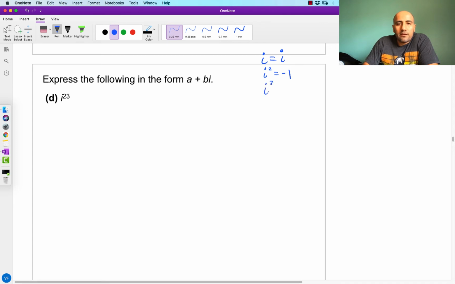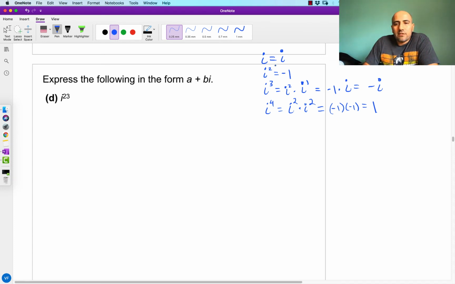And we saw that i to the third power was equal to i to the second power times i to the first power, which gives you -1 times i, or just -i. Then i to the fourth power is equal to i squared times i squared. And then that gives you -1 times -1, which gives you +1.